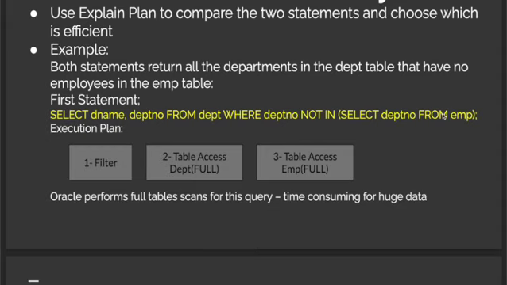I hope you understand, because as I mentioned earlier, the index was available on the department number column of the employee table, not on the department table. So in the statement with the subquery on the employee table having no where clause, the index is not in action.